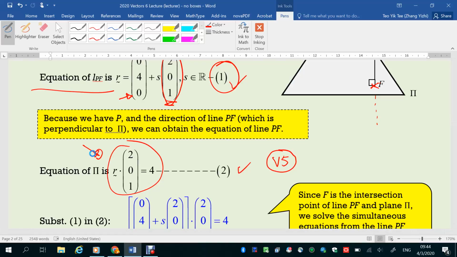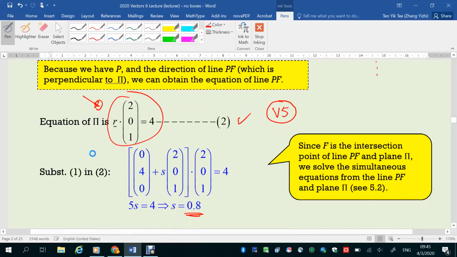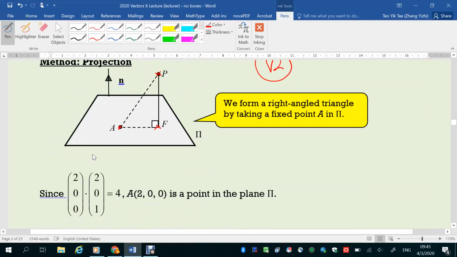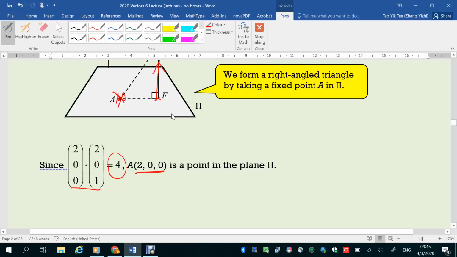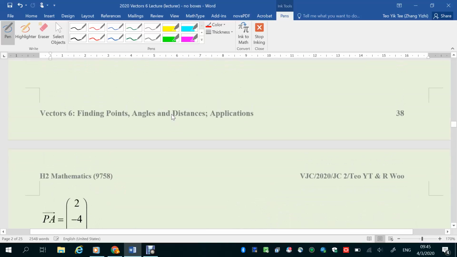So to make it as simple as possible with as many zeros as possible, can I say that 2, 0, 0 is a point on the plane? Because 2, 0, 0 dot with 2, 0, 1 gives me 4. It satisfies the equation of the plane. So I'm going to call point A 2, 0, 0. So now look at what you have. I have point A, I have point P. Can I find AP? What else do I have? I have the direction vector of the line. So I can actually find PA.